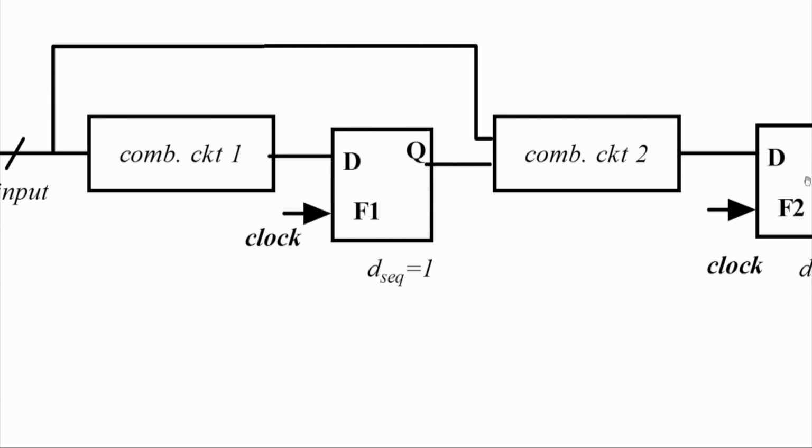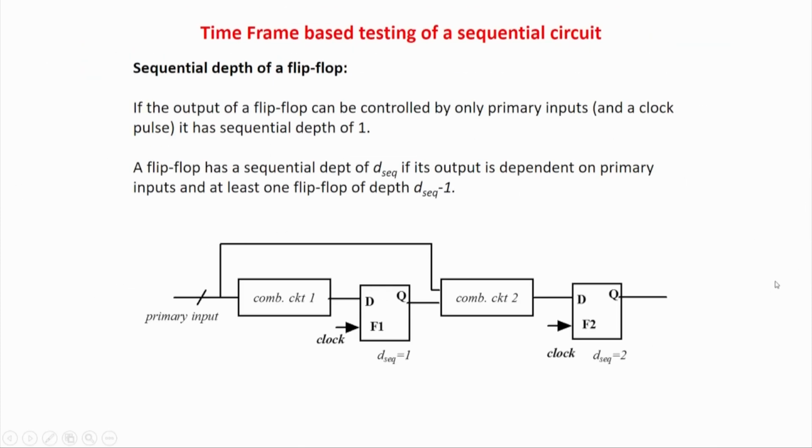So basically between the second flip flop and the primary input, there is one flip flop in between in the path. So therefore the level depth is actually 2. What it says is, if the output of a flip flop can be controlled by only primary input, there is a sequential depth of 1. It implies that only primary input and a clock, so therefore no flip flops in between. So that is level 1. And if one flip flop comes in the path, level 2, and you keep on doing.